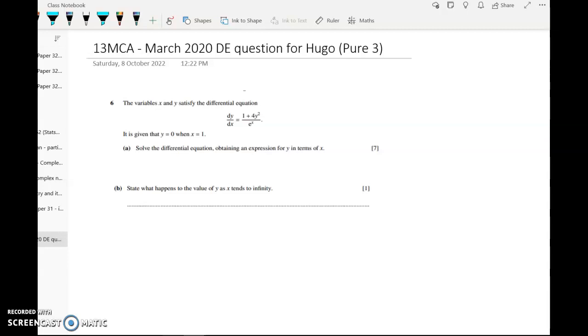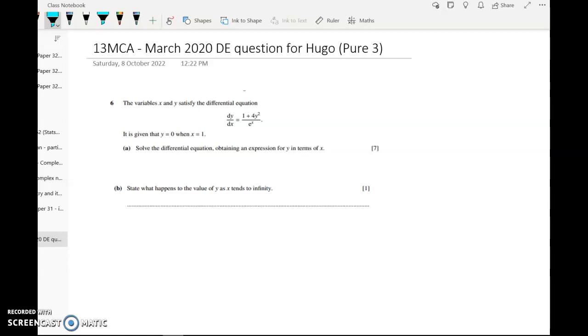Kia ora koutou. This question is for Hugo, and it's a differential equation from March 2020. So this is one of the papers that I think didn't get sat because of COVID. It's a really nice example of how they've worked on the new stuff in the curriculum in not that obvious a place. And I'm talking about an inverse tan integral or derivative.